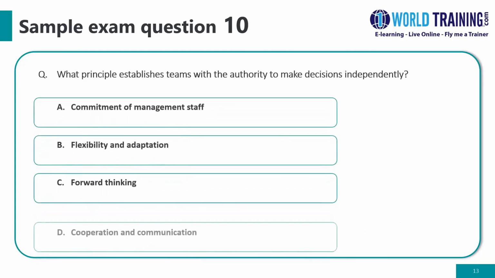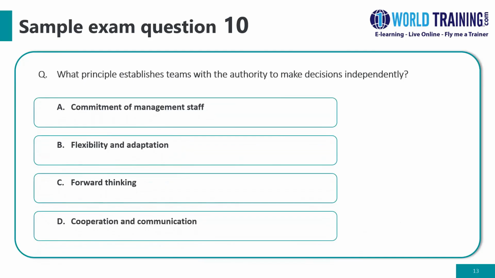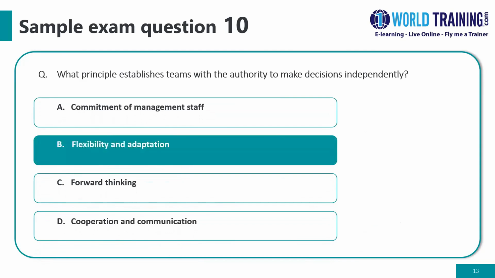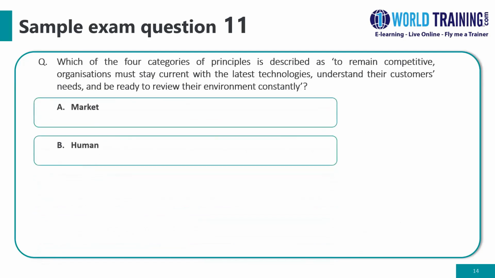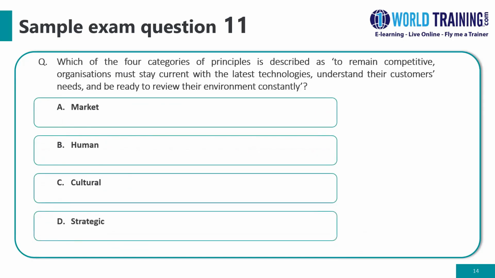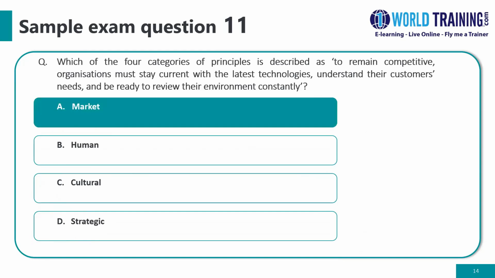Number 10, what principle establishes teams with the authority to make decisions independently? The correct answer is B, flexibility and adaptation. Number 11, which of the four categories of principles is described as to remain competitive, organizations must stay current with the latest technologies, understand their customers' needs, and be ready to review their environment constantly? The correct answer is market.